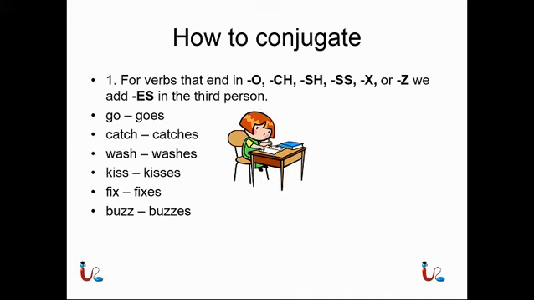Verbs that end in O, CH, SH, SS, X, or Z, we add ES in the third person, okay? So when you have the word go, you add ES and it becomes goes. He goes, she goes, we go, okay? Third person means that it does not involve you. He, she, they does not involve you, okay? I, anything that involves I, this is first person, is conjugated a little bit differently.